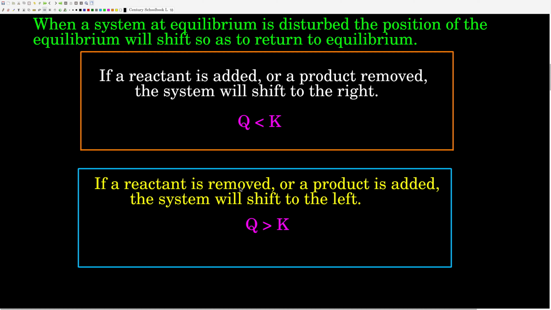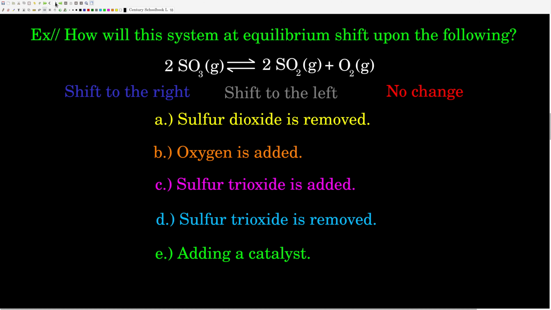If we remove a reactant or add a product, the equilibrium is going to shift to the left because when we do either of these, Q is greater than K, and we know when Q is greater than K, the equilibrium shifts to the left, back to the reactant side in order to achieve equilibrium. So that's basically Le Chatelier's principle.